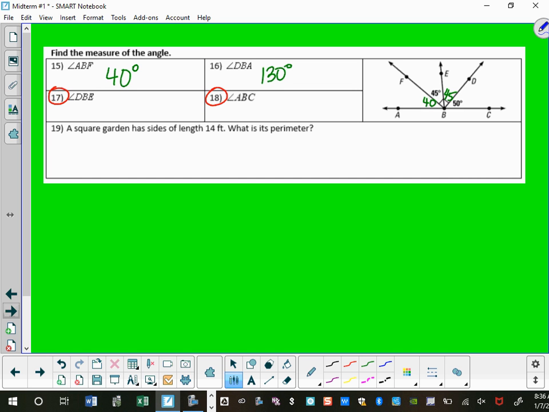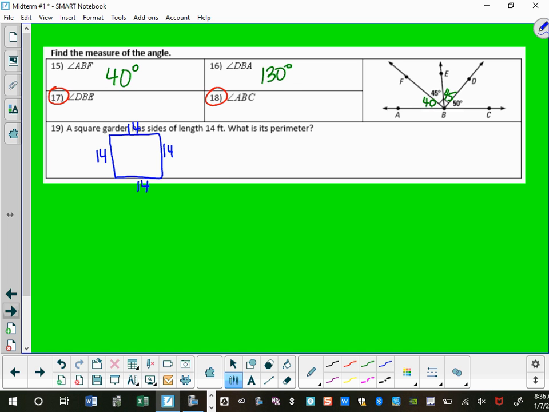Let's look at number 19. A square garden has the side lengths of 14. So let's draw this garden. It says it has a side length of 14. What's special about a square? If one side is 14, what are the other sides? 14. Each side has to be equal.